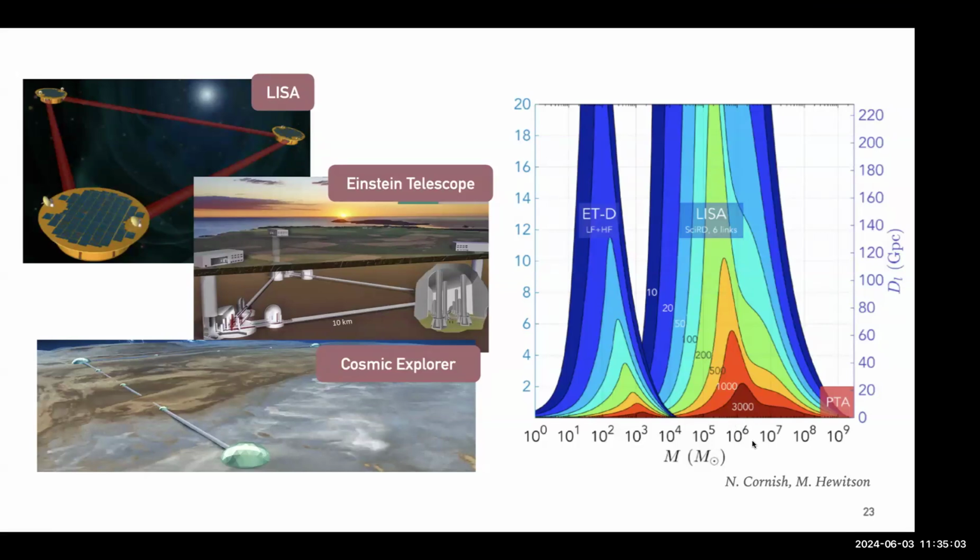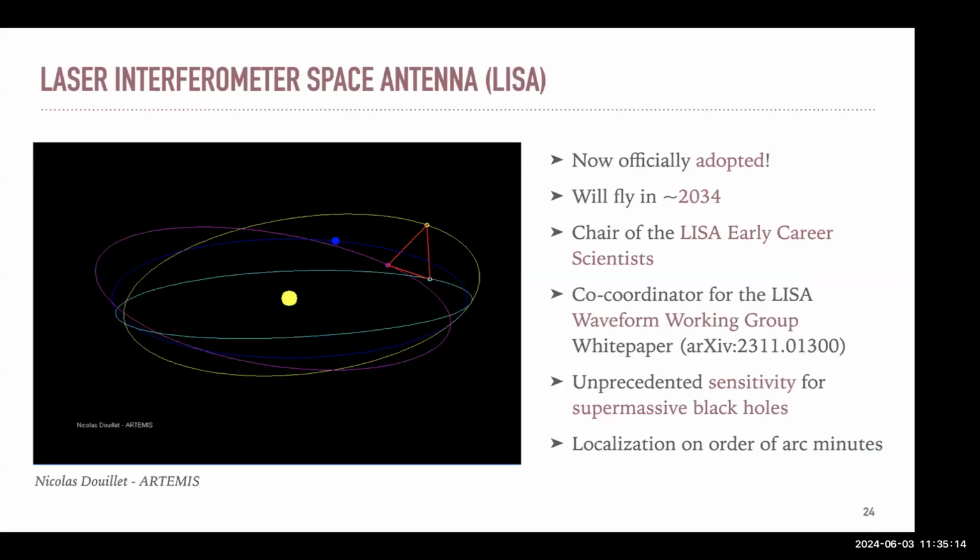LISA is most sensitive for black holes around 10⁶ solar masses, whereas ground-based ones are more sensitive in the 100 or lower total solar masses. Okay, right. Officially adopted, will fly in around 2034. Fingers crossed.